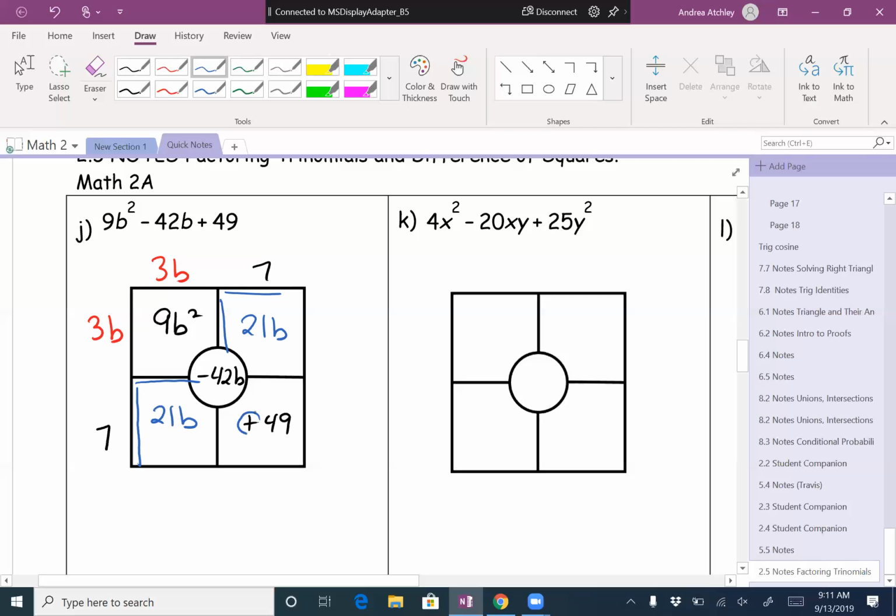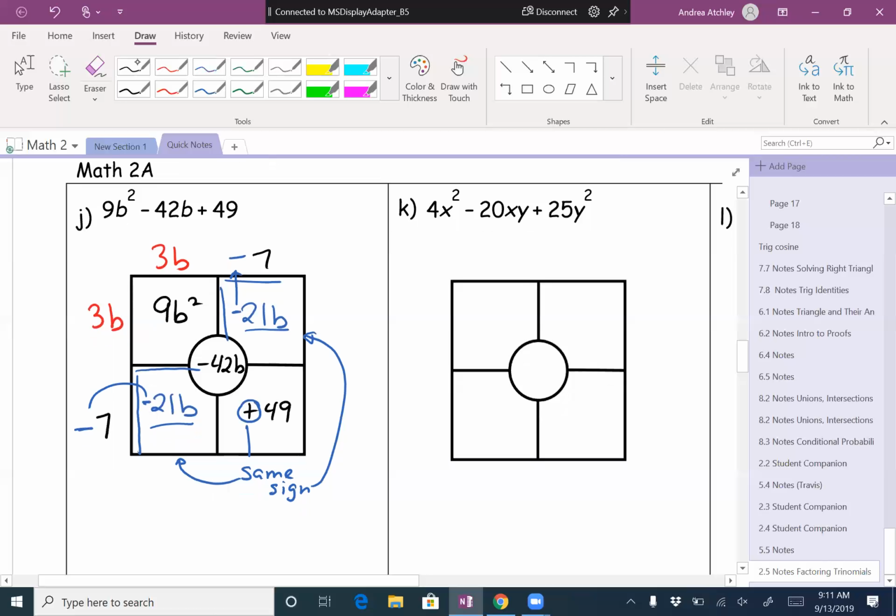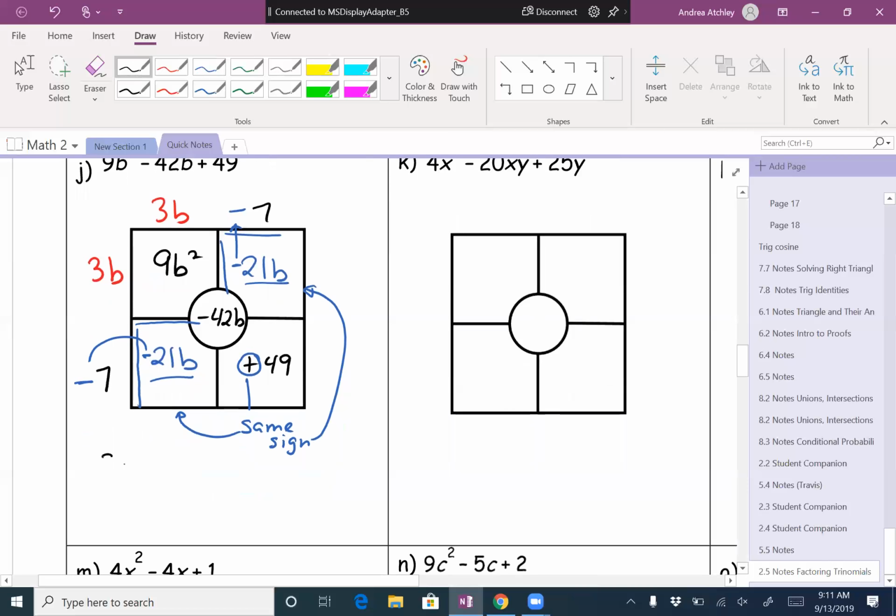This is a plus sign. That means these are the same sign. So 21 plus 21 gives me 42, but I want a negative 42, so they both need to be negative. That means this 7 is negative and this 7 is negative. When I write this out, it should be 3b minus 7 times 3b minus 7.